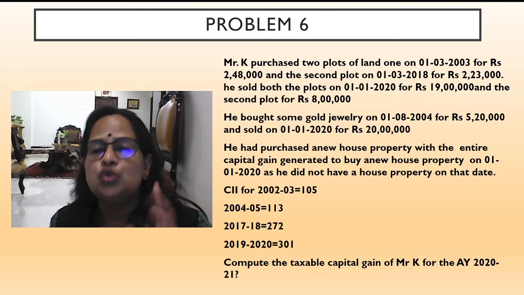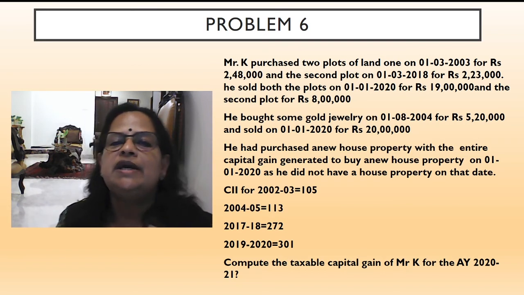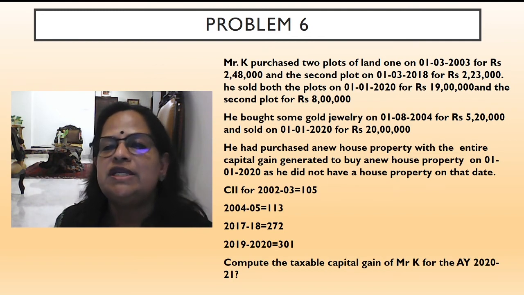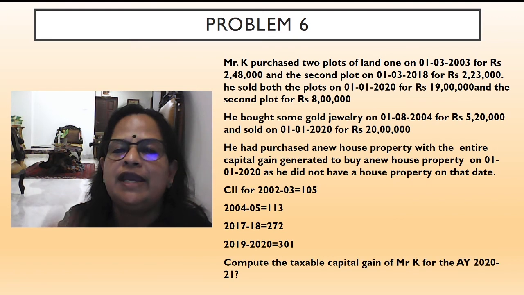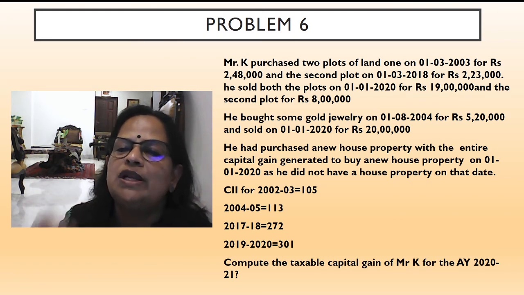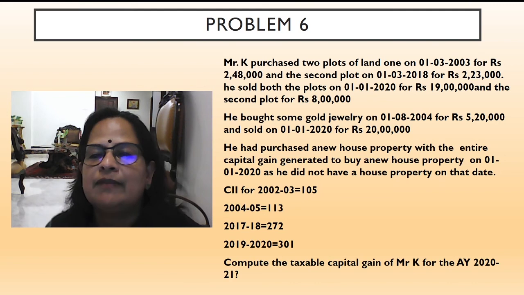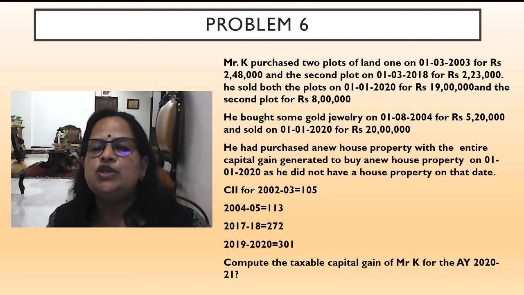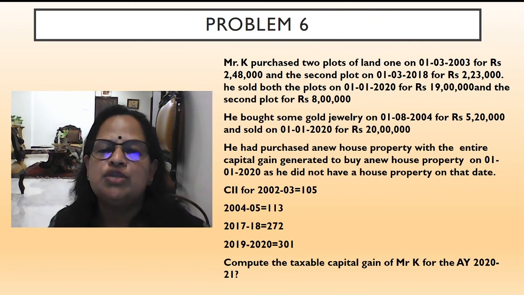Mr. K purchased 2 plots of land, the first on 1/3/2003 for rupees 2,48,000 and the second on 1/3/2018 for 2,23,000. He sold both the plots on 1/1/2020, the first for rupees 19 lakhs and the second plot for 8 lakhs. He bought some gold jewellery on 1/8/2004 for rupees 5,20,000 and sold it on 1/1/2020 for rupees 20 lakhs. Now he had purchased a new house property with the entire capital gain generated on 1/1/2020, as he did not have a house property on that date.